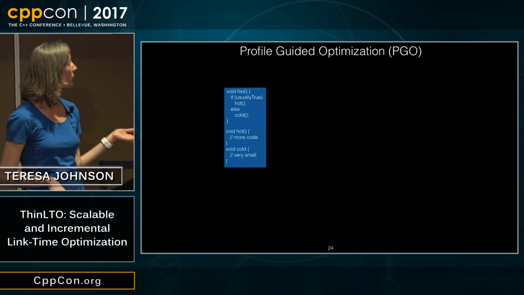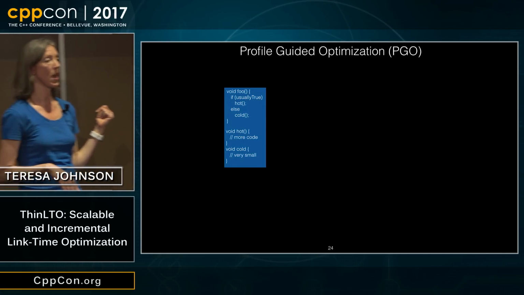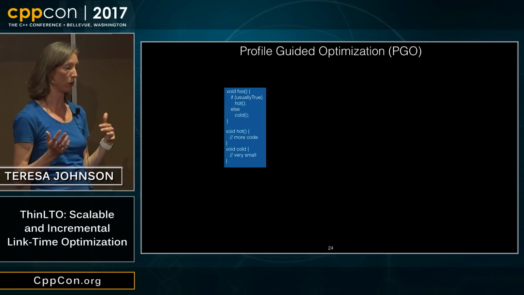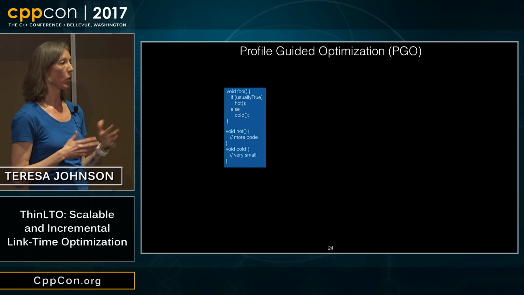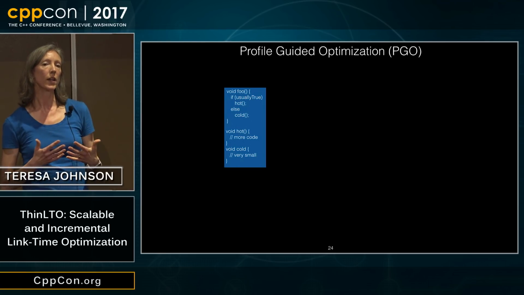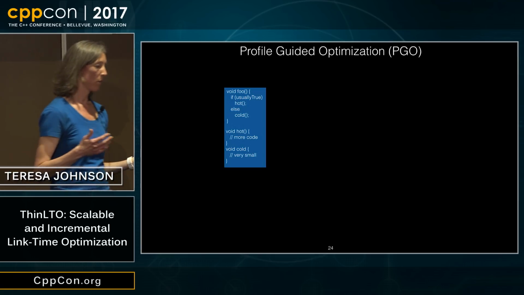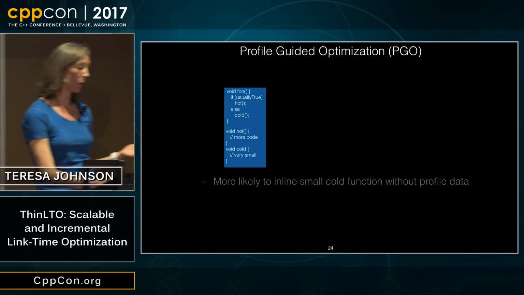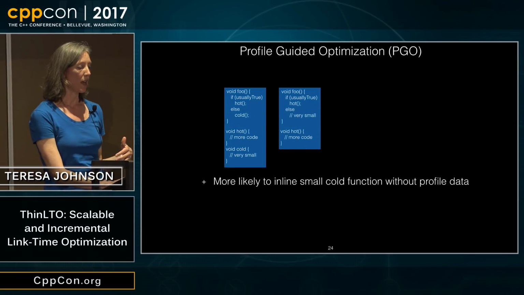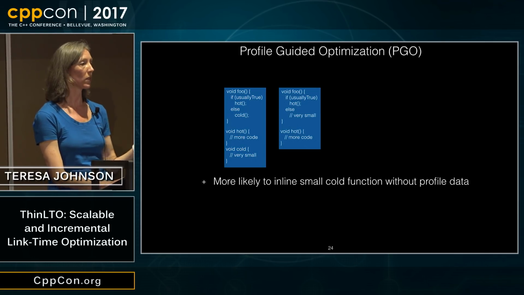So if we have this code and it has calls to functions hot and cold, and let's say hot is quite a bit larger than cold. If you don't have any profile data, the inliner tends to use heuristics like, I'd like to inline small functions. So it probably will go ahead and inline cold and maybe not hot. And obviously, the compiler doesn't know this because it doesn't have profile data, but this really isn't going to give you the best performance.